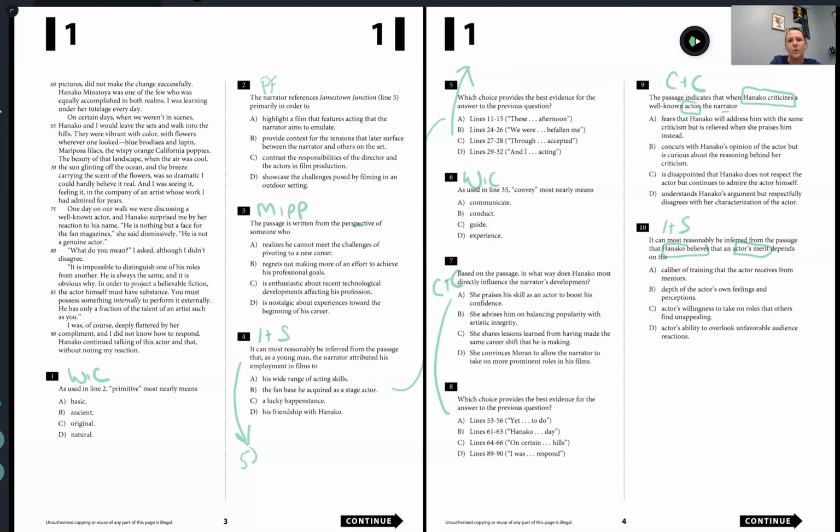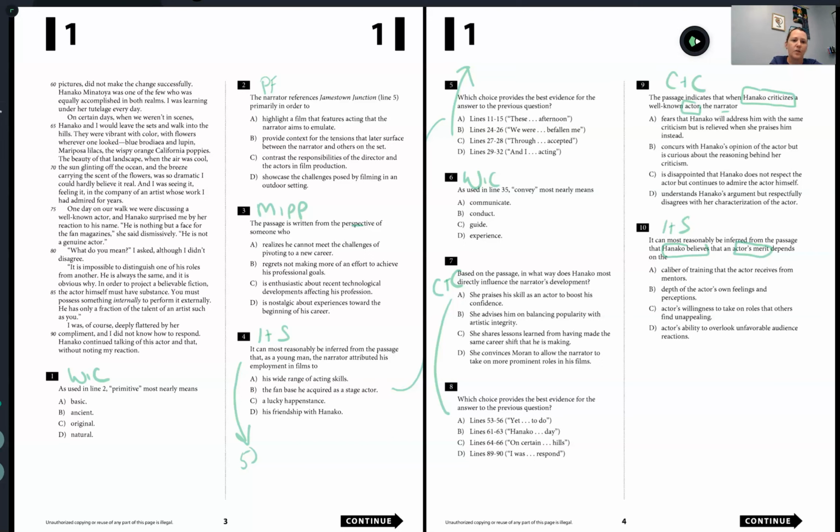On certain days when we weren't in scenes, Hanako and I would leave the set and walk into the hills. They were vibrant with color, with flowers wherever one looked. Blue flowers and lupin, mariposa lilacs, the wispy orange California poppies. The beauty of that landscape when the air was cool, the sun glinting off the ocean, and the breeze carrying the scent of flowers was so dramatic. I could hardly believe it real. And I was seeing it, feeling it, in the company of an artist whose work I had admired for years.